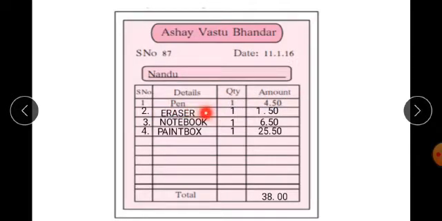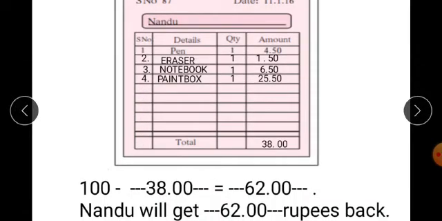First one, pen. Quantity 1, cost 4 rupees 50 paise. Eraser, quantity 1, it costs 1 rupee 50 paise. Notebook, quantity 1, it costs 6 rupees 50 paise. And a pen box, quantity 1, which costs 25 rupees 50 paise. And when you add the amounts, you will get the total as rupees 38.